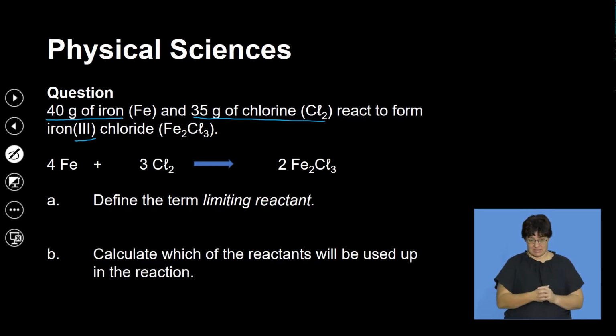But the balanced equation of the reaction is already given to us. It says 4 moles of iron reacts with 3 moles of chlorine to give us 2 moles of iron(III) chloride. So what does this tell us? It tells us that the stoichiometric ratio in which these substances participate in this chemical change is 4:3:2.